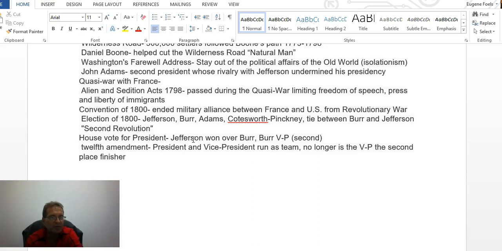Burr, because he came in second, will be the new vice president. And eventually the 12th Amendment will clear this up with the president and vice president running as a single ticket. It will no longer be the second place finisher being named vice president. And so ends chapter 6.